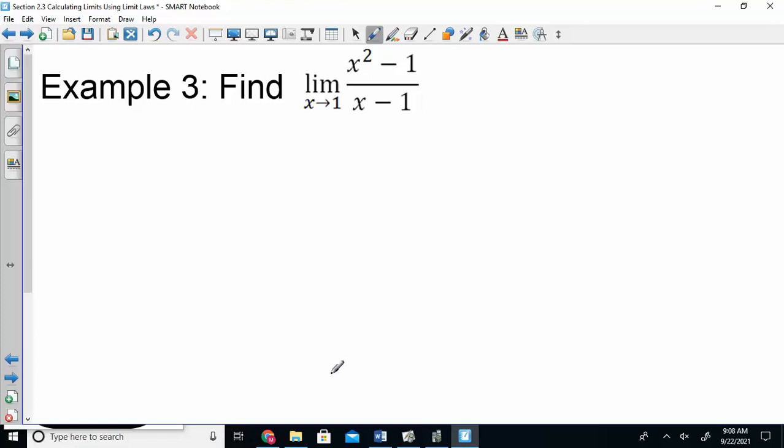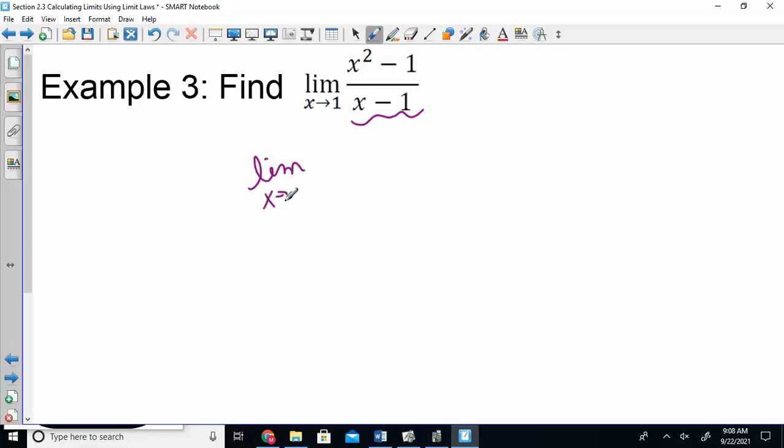So could I just plug it in on this one? What happens if I plug it in? You get 0 divided by 0. So we can't just plug it in. Is there anything you could do with x squared minus 1 and x divided by x minus 1? Is there any way we could reduce that?